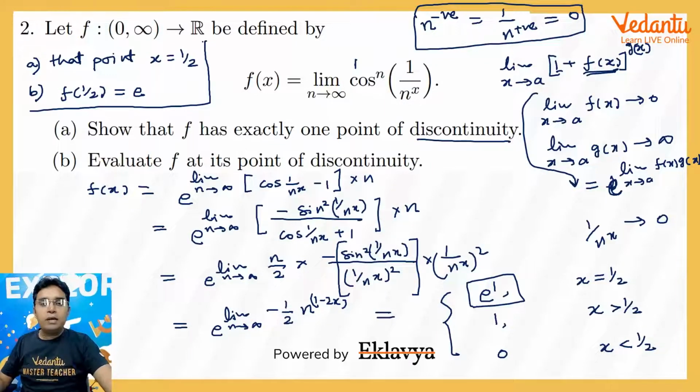Easy question, but a little tricky. It could have been confusing in the exam because this 1 upon nx could have been a little confusing.